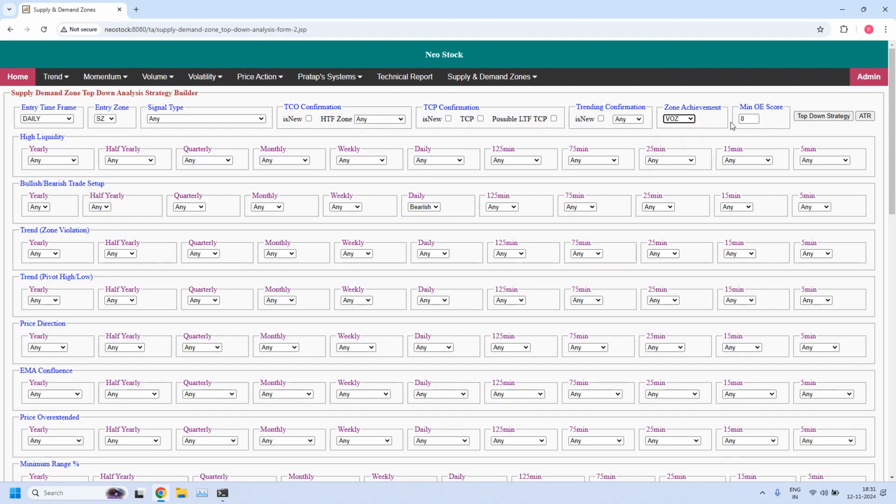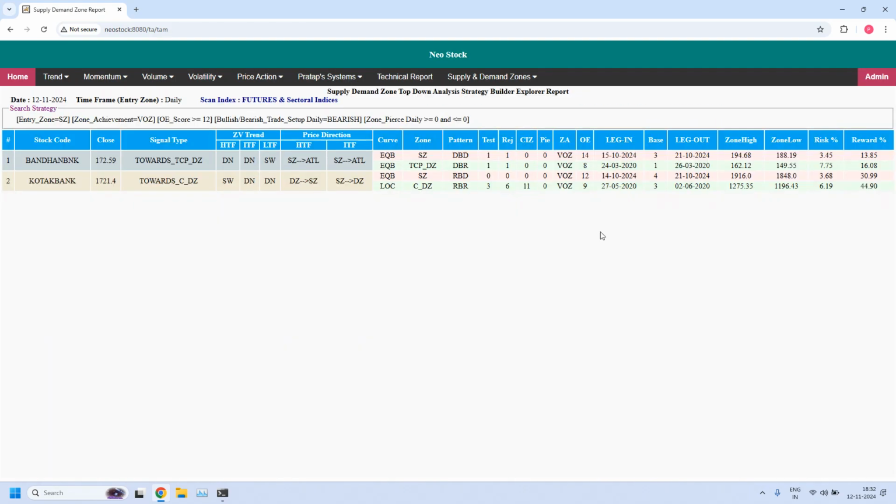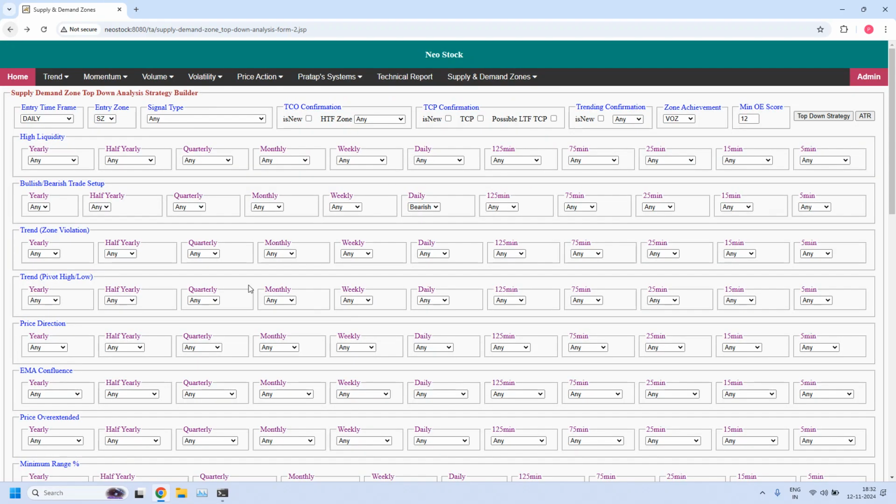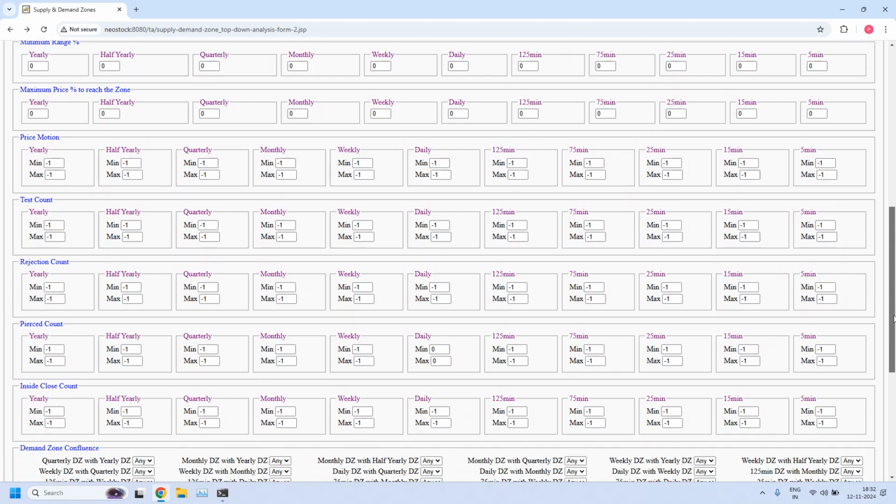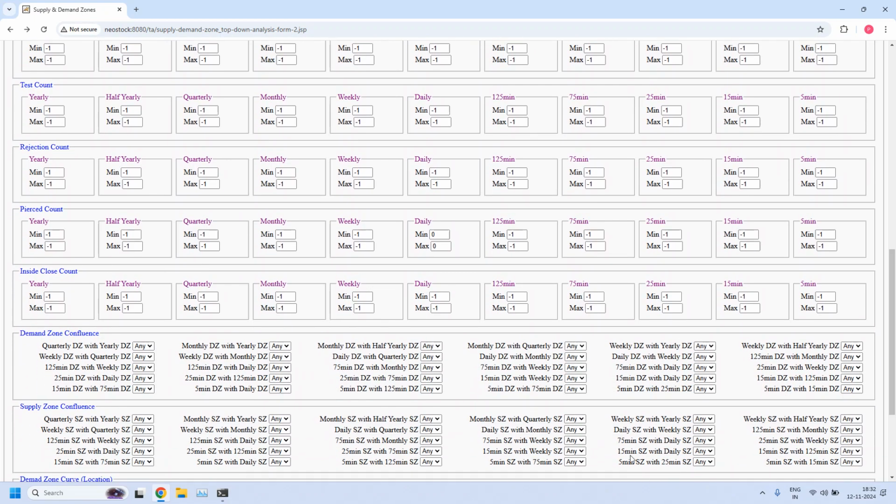Zone achievement violated opposing zone. Minimum odd enhancer score 12. With all the three filters applied to daily supply zone, we got two stocks. Currently these two stocks are supporting bearish trade setup for monthly income trade, that is entry time frame daily supply zones. In these two daily supply zones, let us identify any high probability setup stocks based on the ITF supply zone confluence, that is a daily supply zone with weekly supply zone confluence.